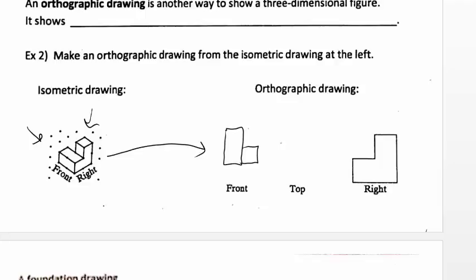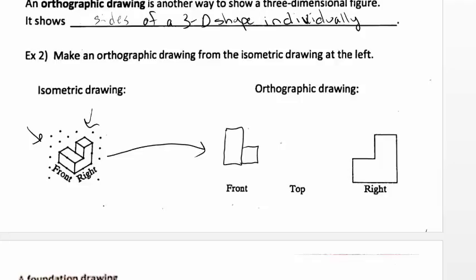What we're going to do now is talk about an orthographic drawing. Again, it's pronounced orthographic. And unlike an isometric drawing, an orthographic drawing consists of 3 separate pictures, each representing a different part of an isometric drawing. So we're just going to make a note that it shows 3 sides of a 3D shape individually. And it'll make more sense once we actually do that.